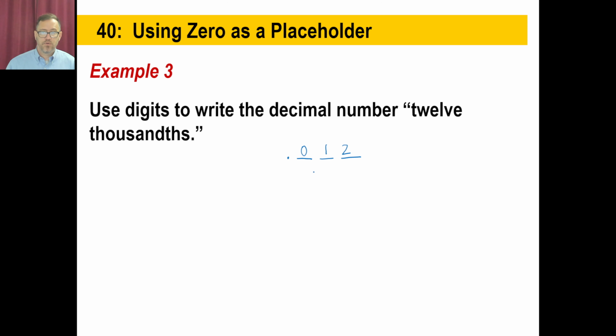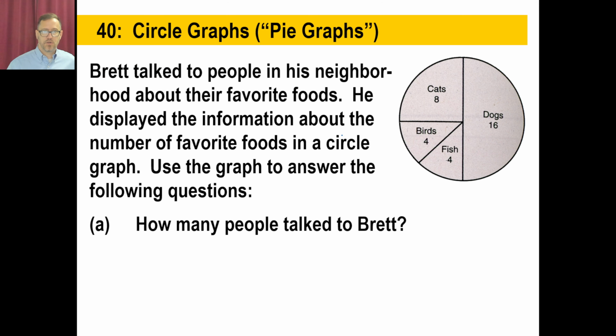Okay. If you were to read this, this would be 0 tenths. This would be 1 hundredth. But this, which is the actual number you want to read, that's 12 thousandths. There you go. That's using 0 as your placeholder.